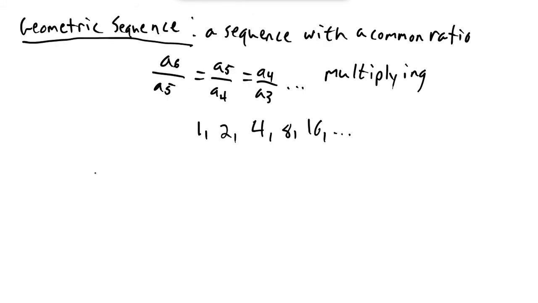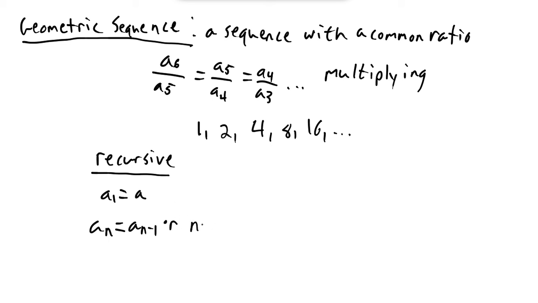Our two forms of writing this, the recursive form, we're going to start again by saying our first term is just a, whatever the number is, and our nth term is going to be a sub n minus 1, the previous term, times our common ratio. Once again, this is for n greater than 1.